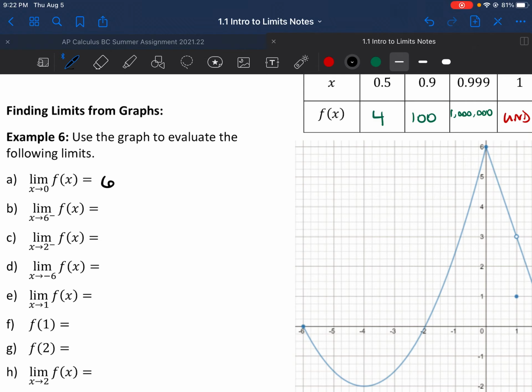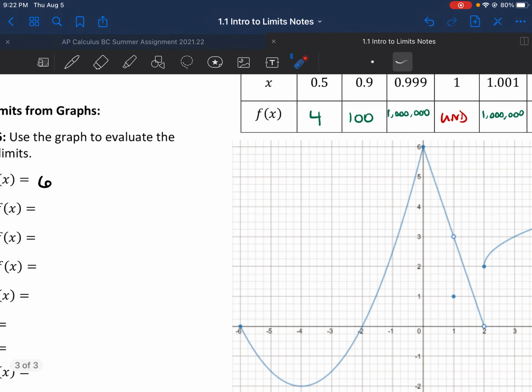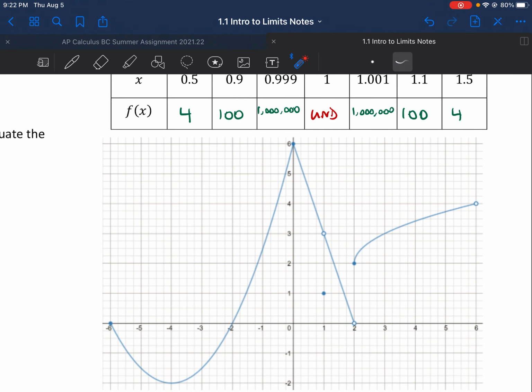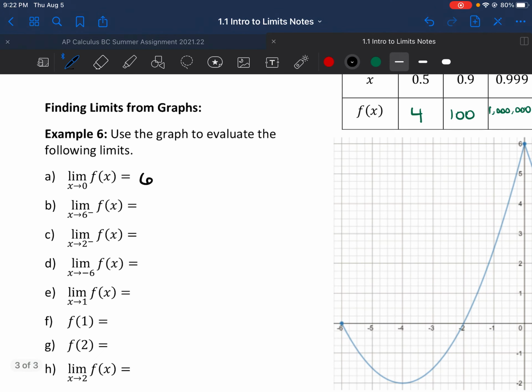Part B, the limit as x approaches 6 from the left. So now we're having x approach 6 specifically from the left side. So here's positive 6, x is positive 6, and we are approaching 6 from the left side. So I'm looking at my graph, and I'm tracing it as x is getting closer to 6 from the left. And notice the y values are getting closer and closer to 4. So that's our limit.